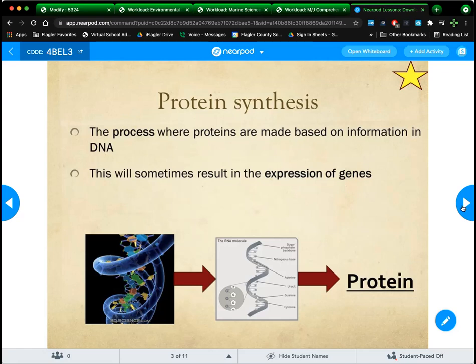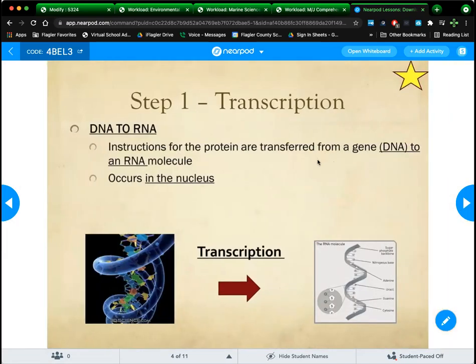Okay, now to go into a little bit more detail. Step 1 is what we call transcription. All transcription means is you're going from DNA to RNA. Similar to what we did with DNA replication, if you had an A, you put a T. If you had a T, you put an A. C, you put a G. You do the same exact thing, except when you're going to RNA, A is going to turn to U instead of turning to T. That's the only difference. Everything else is the same. Okay, so that's transcription.